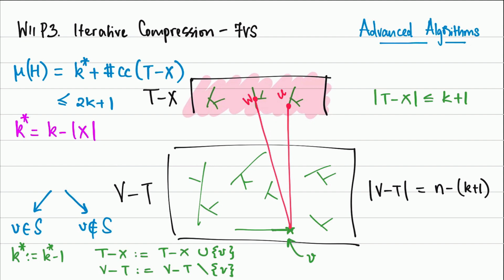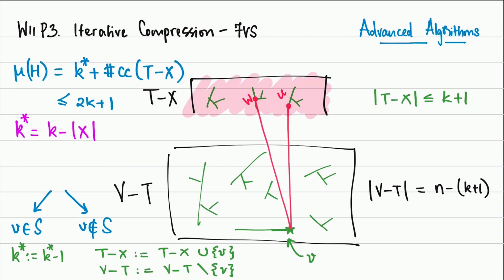Right, when we pick V in the solution, the measure reduces because K star reduces by 1, and when we don't pick V in our solution, the measure reduces because, well, at this point the number of connected components of T minus X reduces by 1. Right? So we know that our branching algorithm cannot go more than 2K plus 1 levels deep because one of these things is reducing all the time.